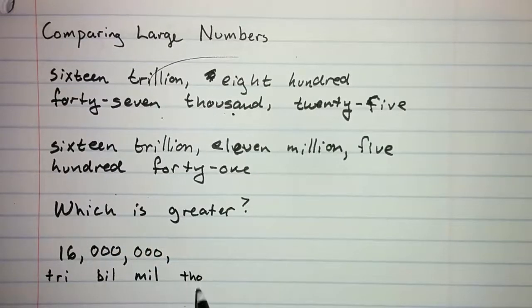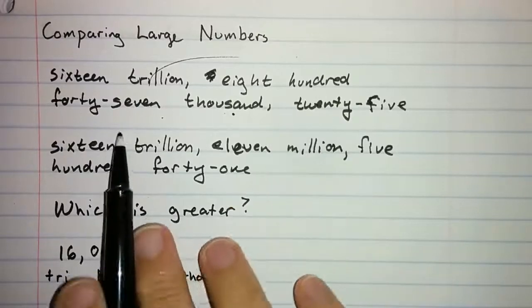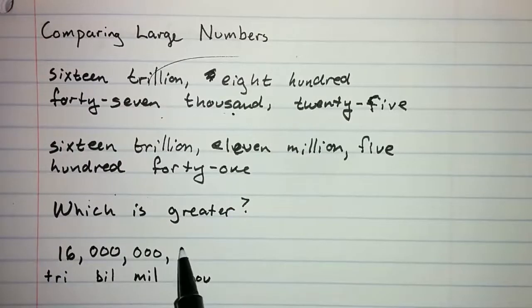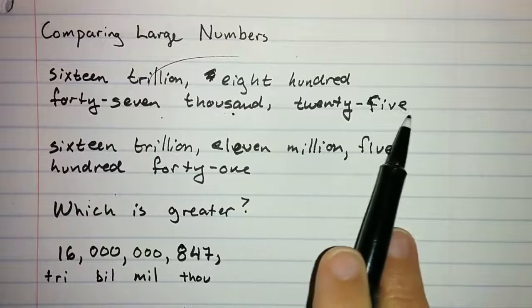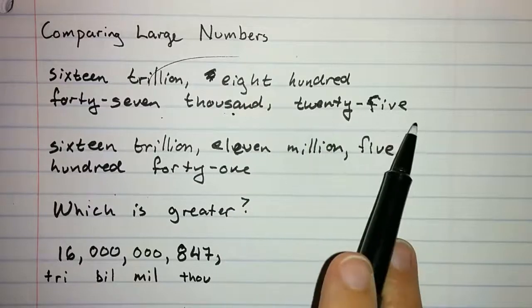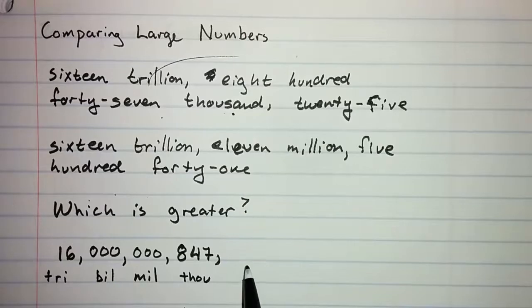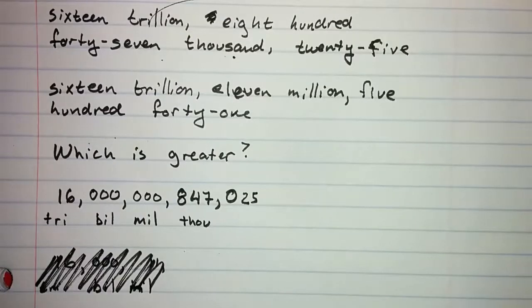847,000. All right. The 847 goes in the thousands group. And then 25 with no words after it, so 25 units. I want to just write 25. Units, tens. I need something in the hundreds place, don't I? All right. So here's the first number: 16,847,025. Let's play the same game with the second number.